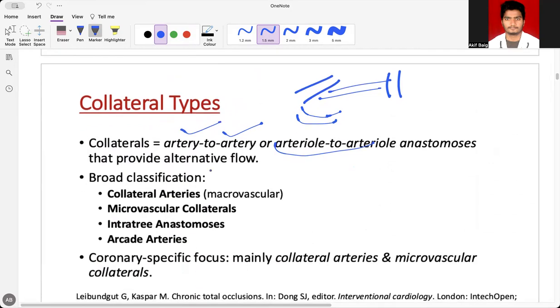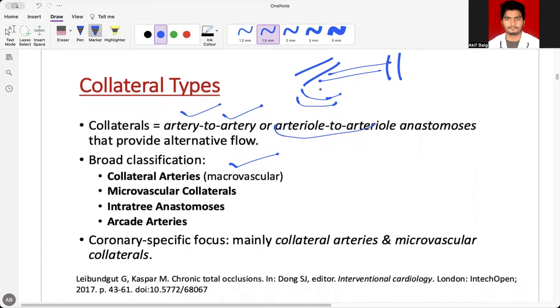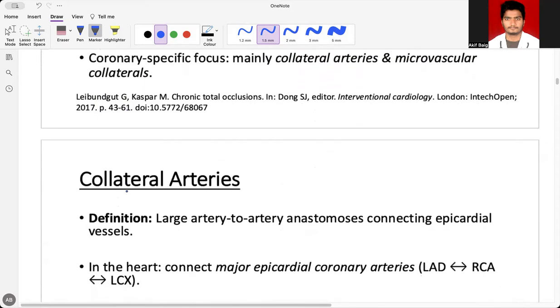Broadly, classification-wise, these are of four types. First is macrovascular, that means the collateral arteries which we are actually talking about in the coronaries, where major arteries are connected to each other. Second is microvascular collaterals, then intra-artery anastomosis, and arcade arteries. For coronary arteries, we have only collateral arteries as well as microvascular collaterals.